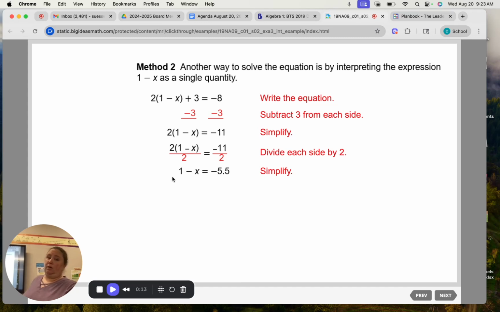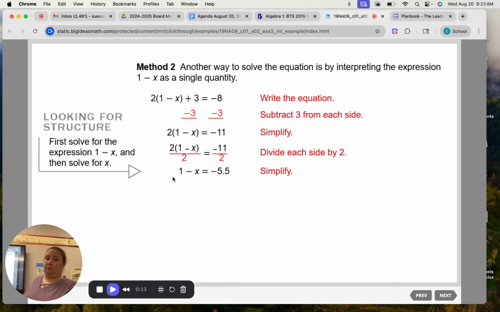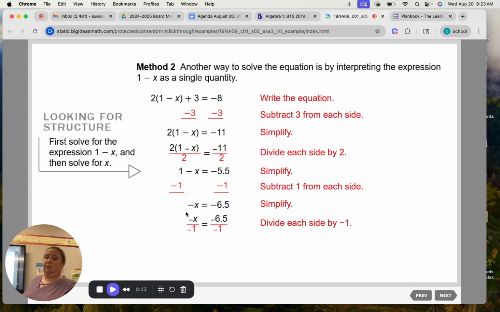Now we move the 1 by subtracting. So can it just be x minus 1 equals negative 5? No, because it's not x minus 1, it's 1 minus x. So then you're left with the negative x. And then how do I get a negative away from a variable? You just divide by negative 1. Divide everything by negative 1. And you still get the same answer, 6.5.